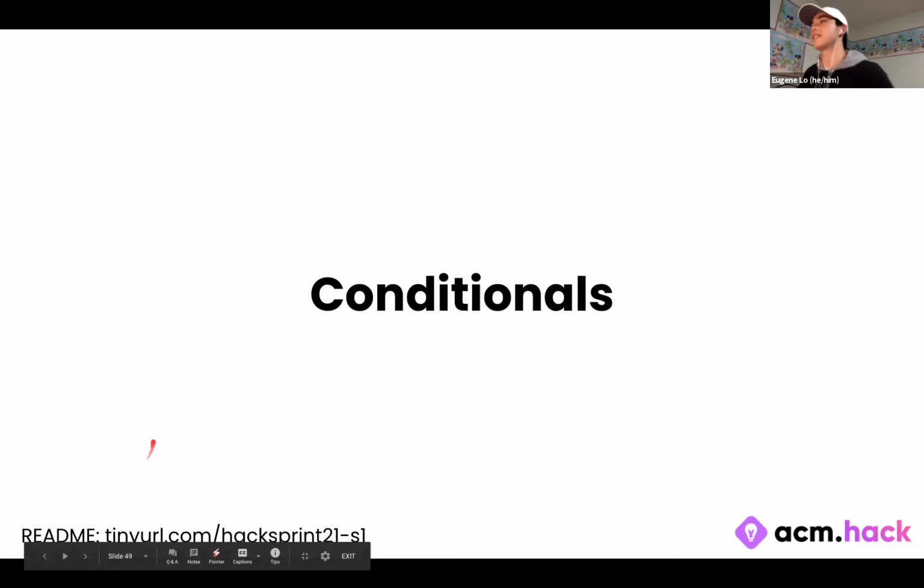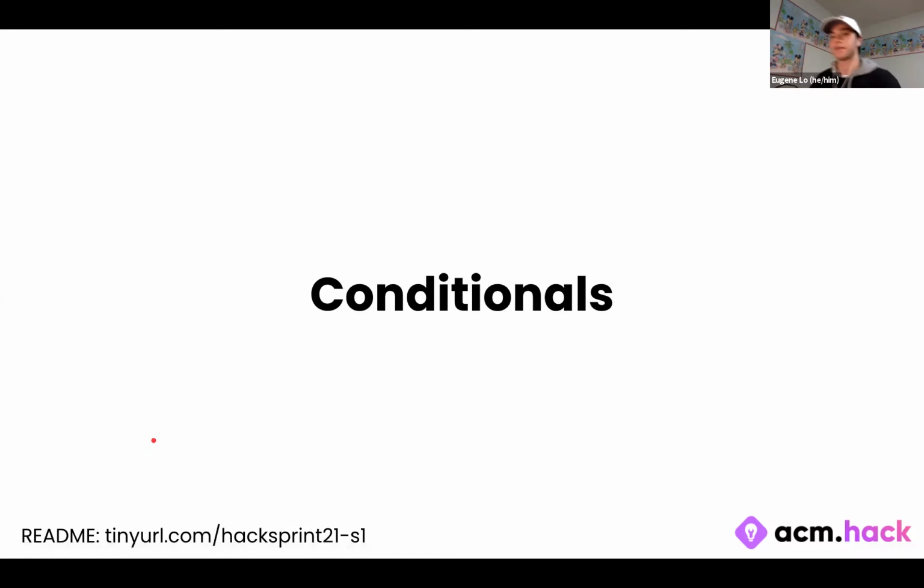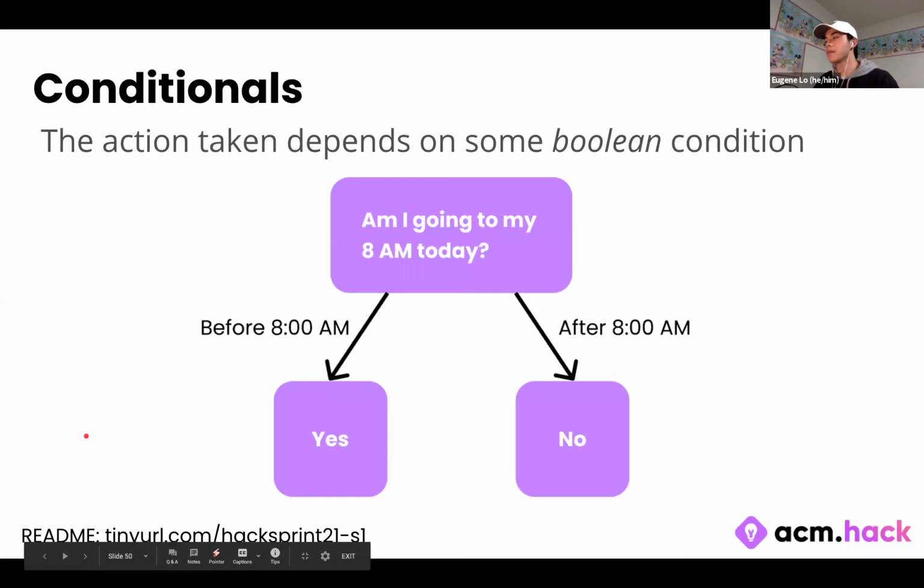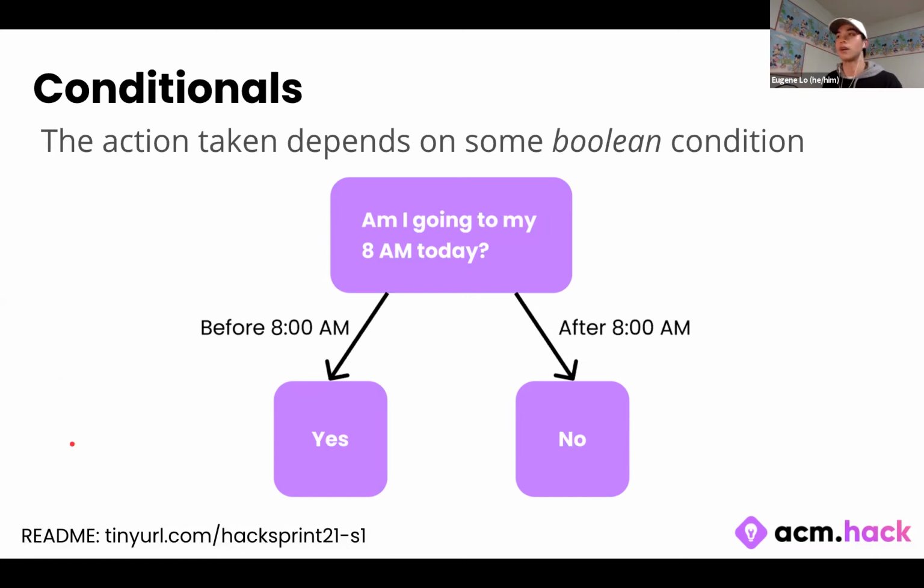So up next, we have conditionals. Conditionals in JavaScript are this notion that the action JavaScript takes in your code depends on some Boolean condition beforehand. An example of this is something that just happened to me this morning. I had a dilemma. Am I going to go to my 8 a.m. lecture today? In this case, I had one Boolean condition that, based on the result, will affect what actions I take. And that Boolean condition is: is it or is it not after 8 a.m.?